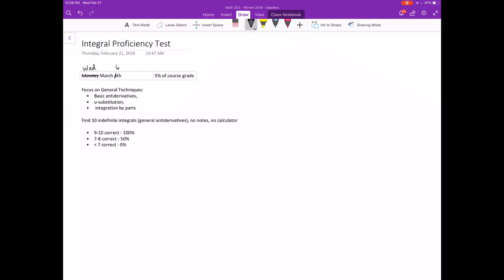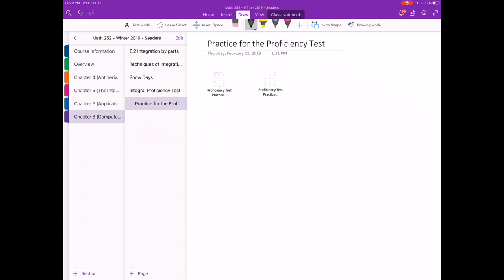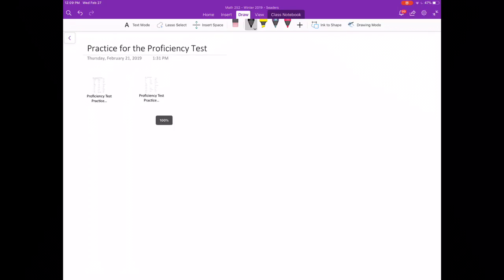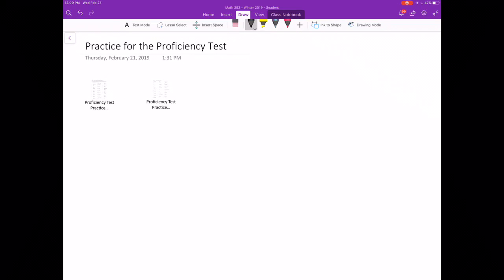There will be an opportunity to retake it in the testing center, not during class. And we'll talk about that if you need to. But if you just get 100% the first time, then you won't need to retake it. I just have one practice for the proficiency test, but it's rather big and long, and then there's a key in the notes as well. So here's your practice, and then here's your solutions.